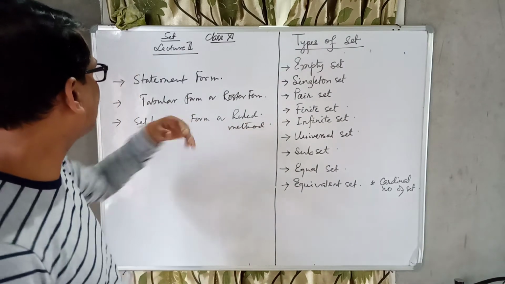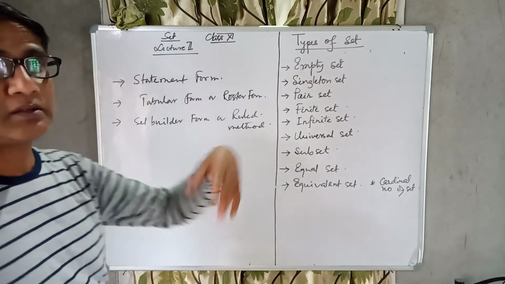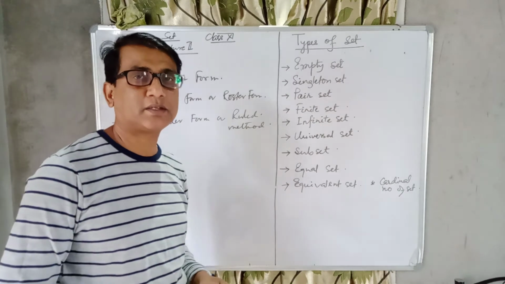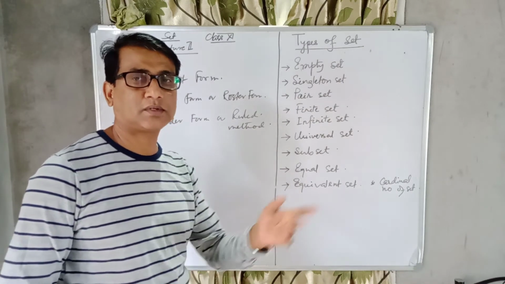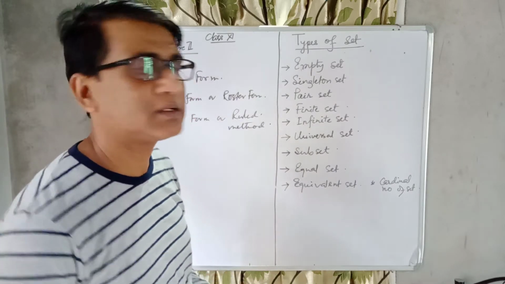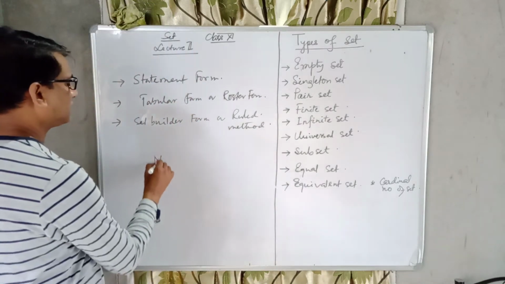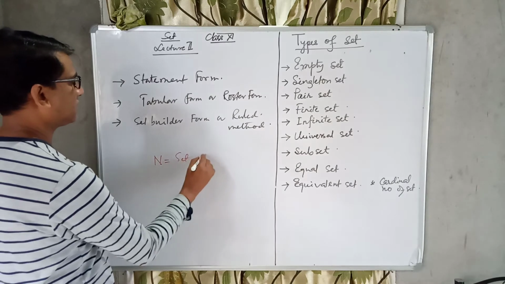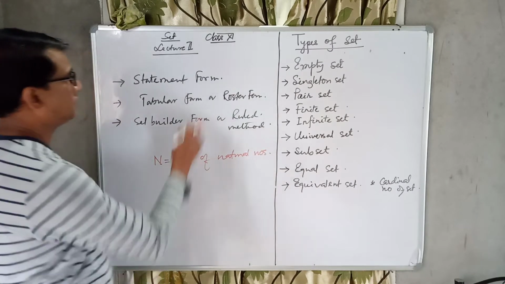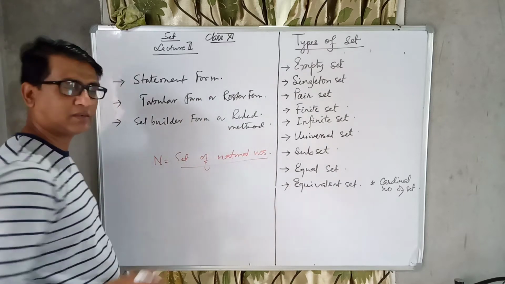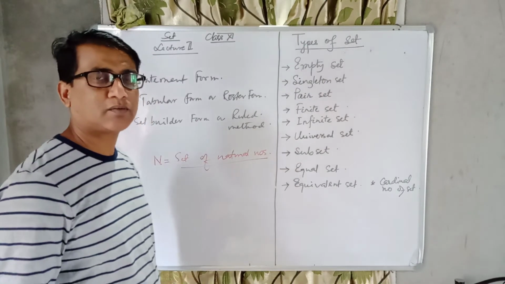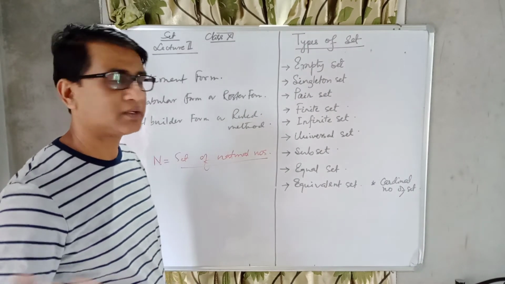Just to recall: in the statement form, the set is written in a sentence pattern. Suppose, as an example, we take the set of natural numbers. This is a statement form, and it is well defined. What are the natural numbers? They start from 1: 1, 2, 3, 4, 5, 6 in this way.